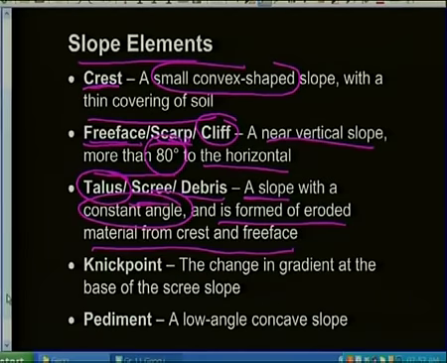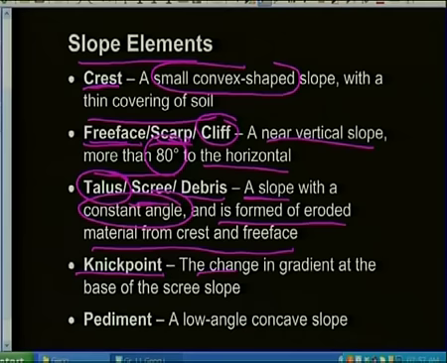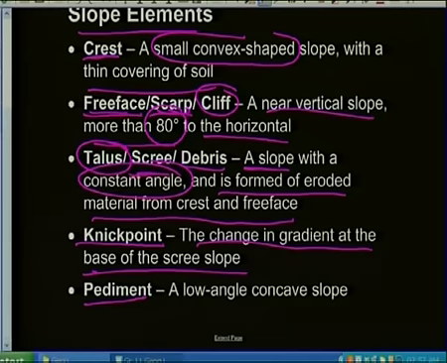Although not common on most slopes, a nick point is a type of slope element. The change in gradient at the base of the scree slope. Remember, the nick point is a point on your slope element. And largely, your 4th slope element is the pediment, which is described as a low angle concave slope.